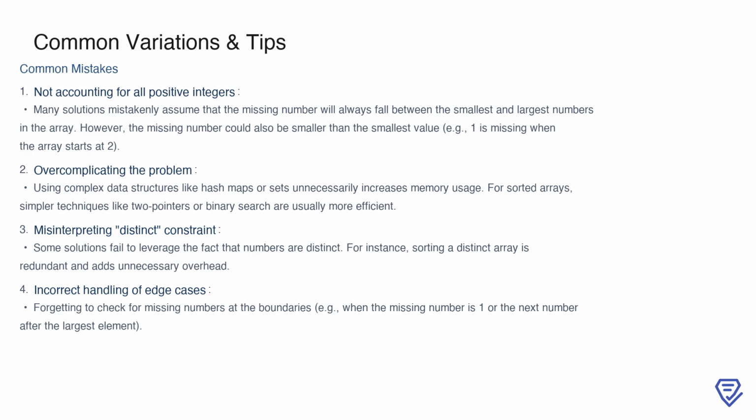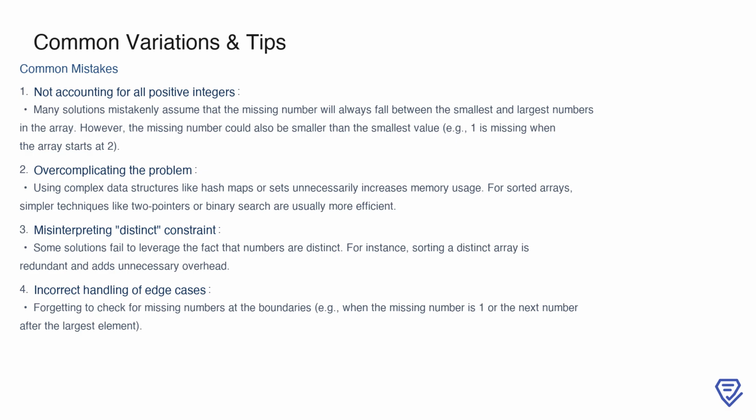Next, overcomplicating the problem can be another issue. Using advanced data structures like hash maps or sets might seem helpful, but they often increase memory usage unnecessarily. Since the array is sorted, simpler techniques like two-pointers or binary search are usually more efficient. Another important point is the distinct constraint. The fact that all numbers are unique means sorting the array is often redundant, and doing so adds unnecessary computational overhead. Finally, be careful with edge cases.